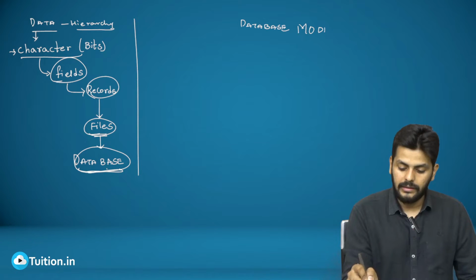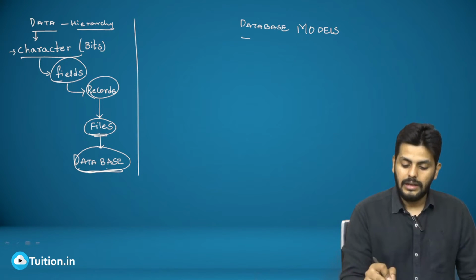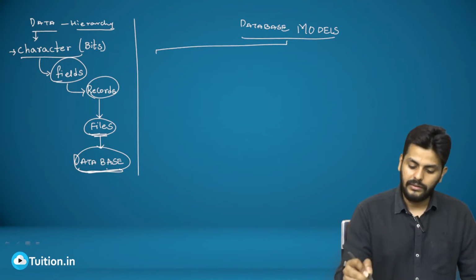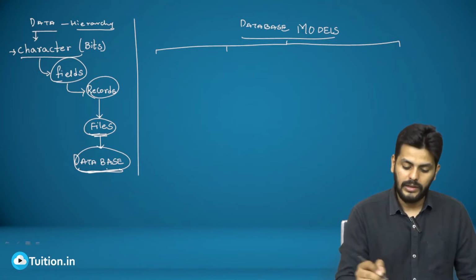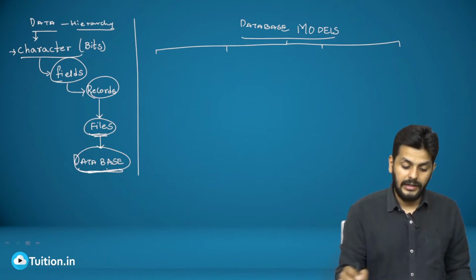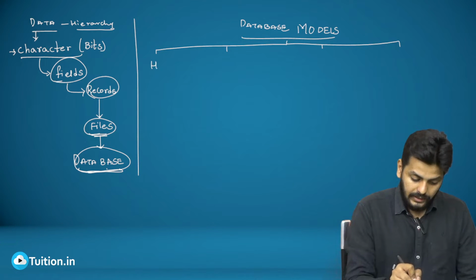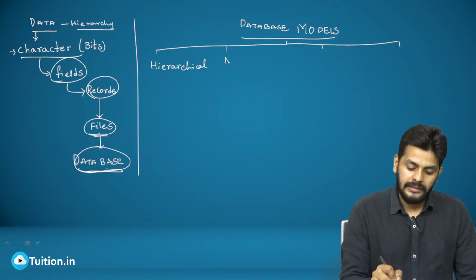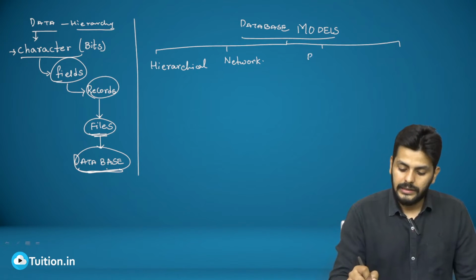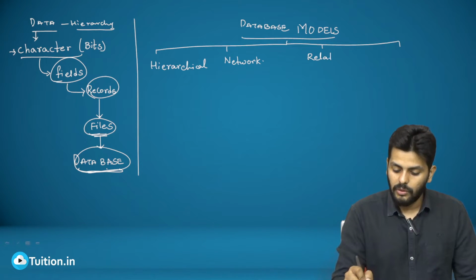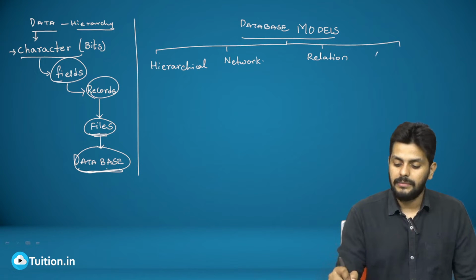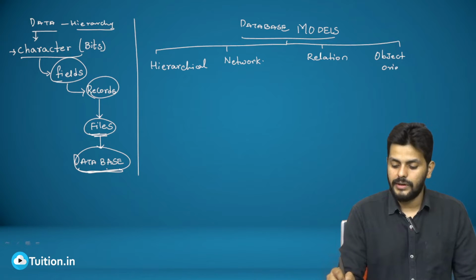Database model. As of now, there are 4 models. We'll discuss each of them in clear detail. First one is called, again, hierarchical model, network database model, relational database model, and object oriented database model.